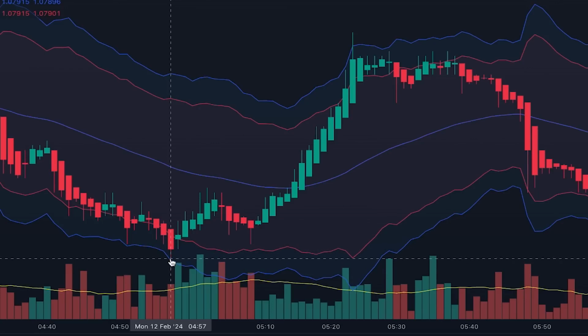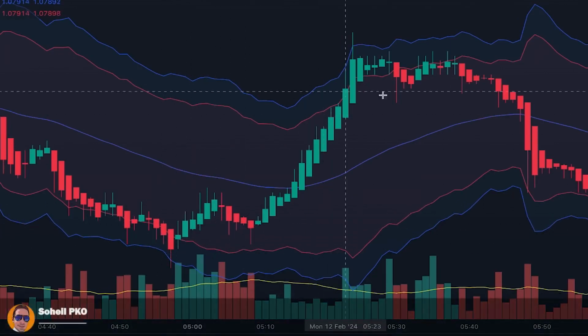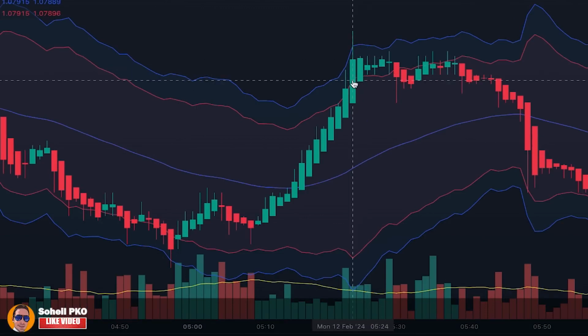Then in the next step, we wait for the first green candle that is closed above the red Keltner channel. And for this candle that is closed above the red line, the volume should be above the average. If the volume is below the average, the signal is rejected because it shows weak interest in the market. So for the first green candle closed above the red line, we want above the average volume. When we have all these conditions, we have high probability of reversal and having the price going to the opposite band.